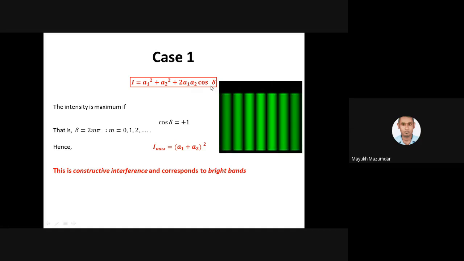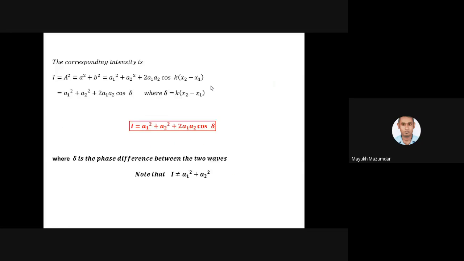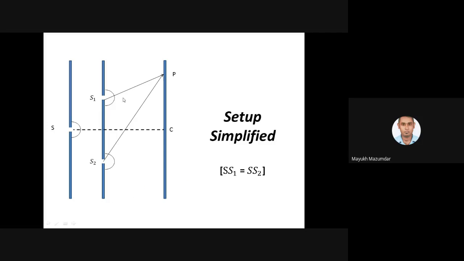What is delta? x2 minus x1, the difference. Exactly. What is delta? This thing, x2 minus x1. Now go back to the first diagram. This one I called x1, this one I called x2. Now I am looking at this point. For this point, I have, say, this is 1 centimeter, this is 5 centimeter, suppose.